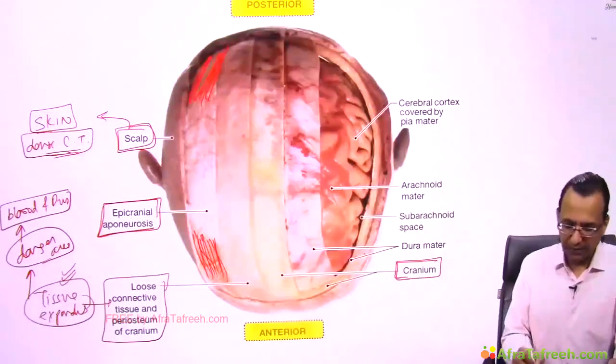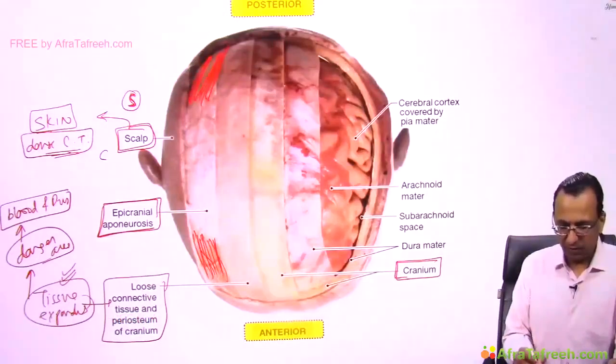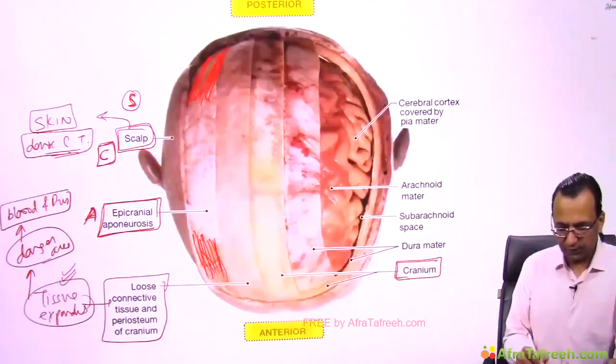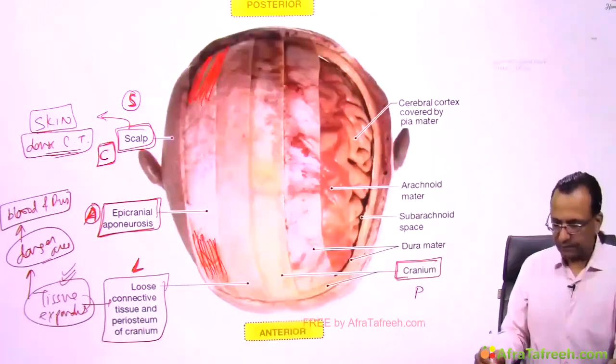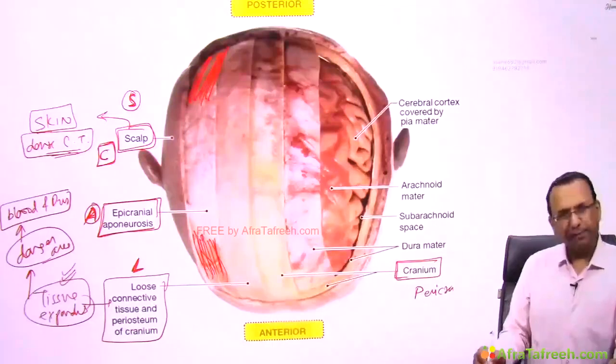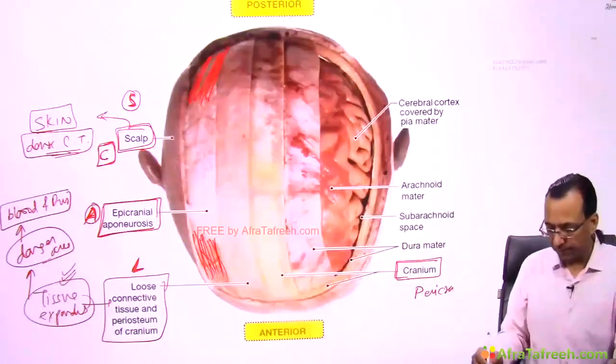So S for skin, A for this, C for the connective tissue, A for aponeurosis, and L for loose areolar connective tissue, and then P is pericranium. Scalp, yes, scalp, pericranium.